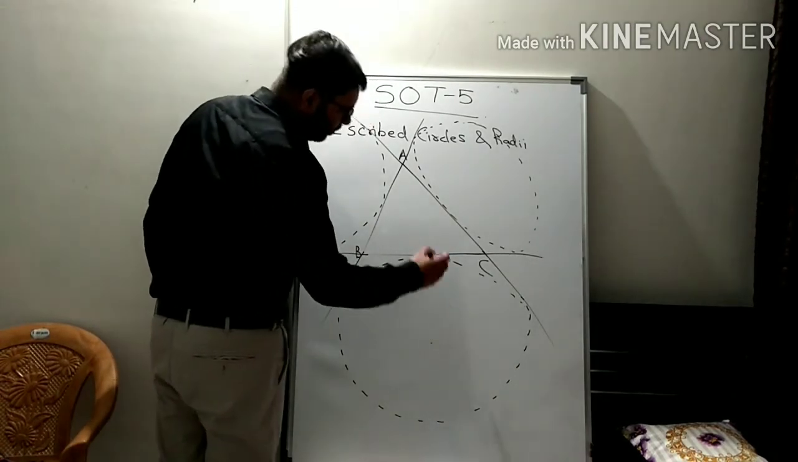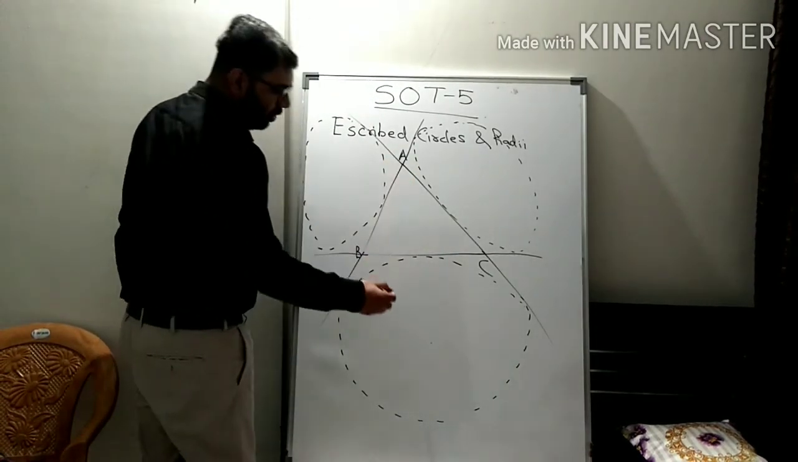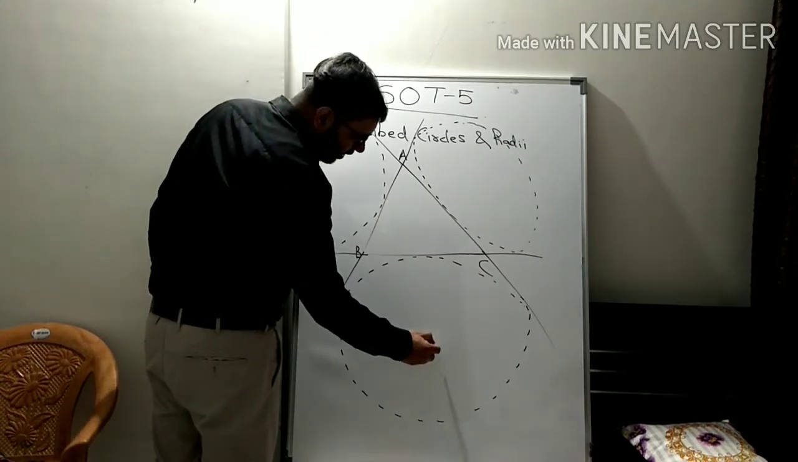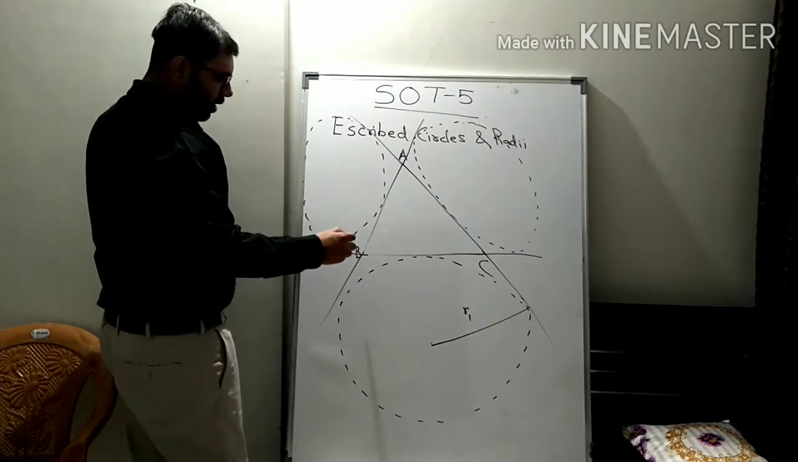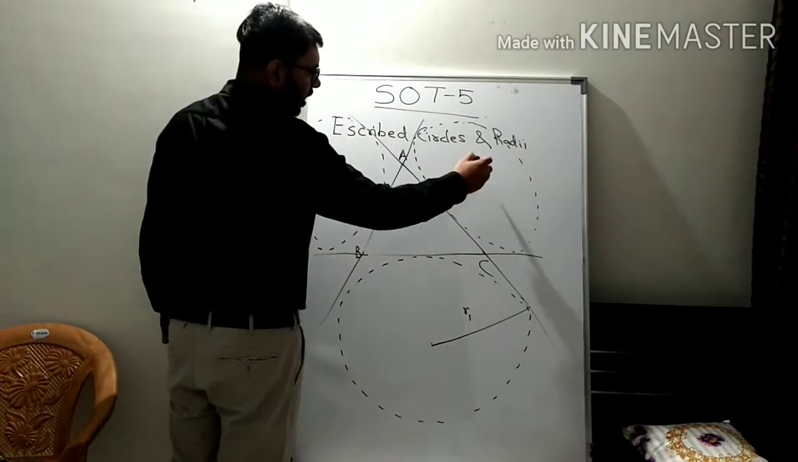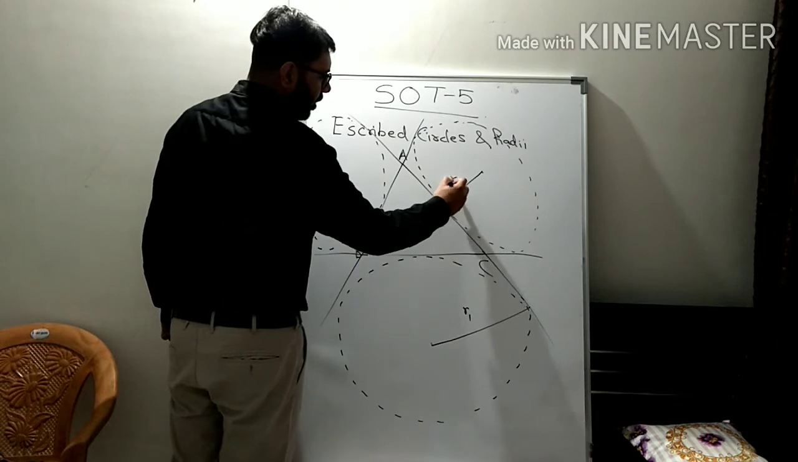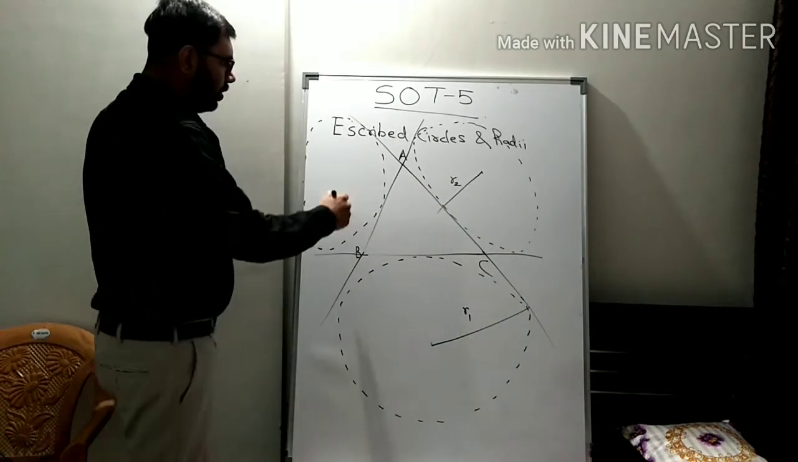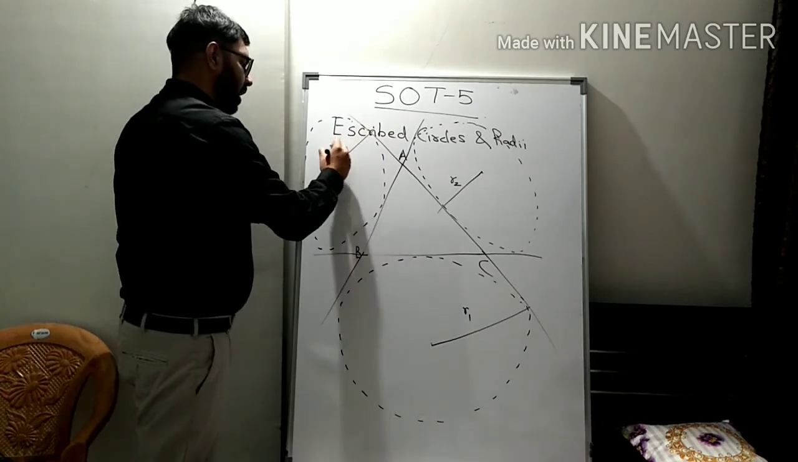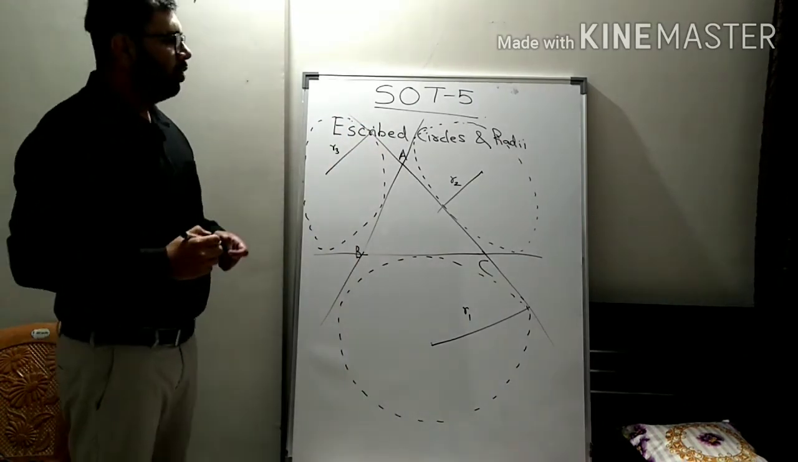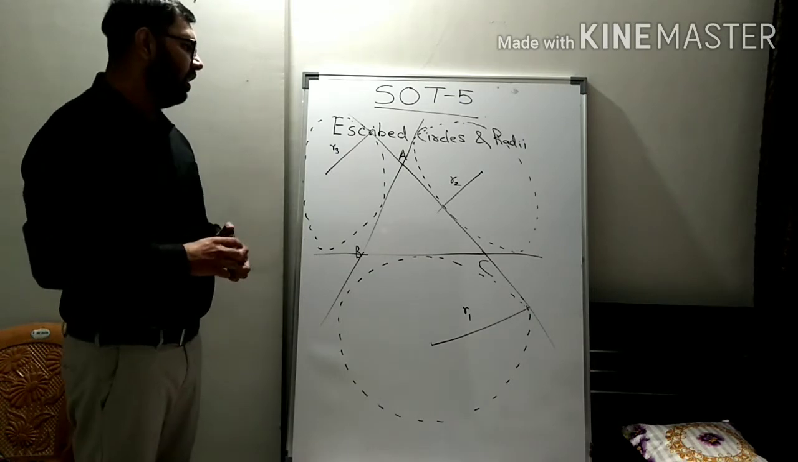Their radii: the ascribed circle opposite to A, its radius will be denoted by R1. The ascribed circle opposite to B, the radius of this circle will be R2. And the ascribed circle opposite to C, the radius for this circle will be R3. So basically we can also define it like this.